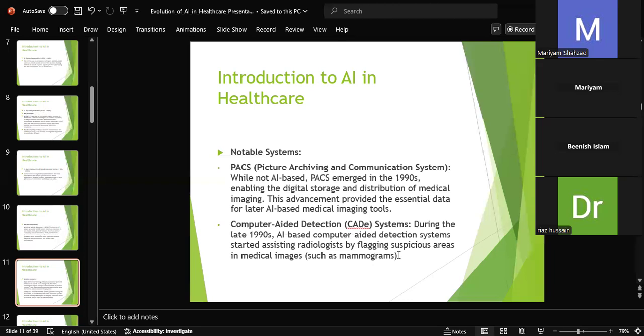Now, how did the radiologist get benefit from this? That, okay, can you please excuse me for a minute?